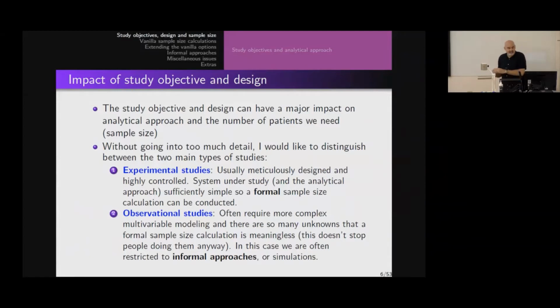Observational studies, on the other hand, often require complex multivariable modeling, and there are so many unknowns. It's such a complex system and complex model we need to use that any formal sample size calculation we use is meaningless because we have to make such large simplifying assumptions that it's just a silly exercise. So in this case, we should probably use informal approaches.